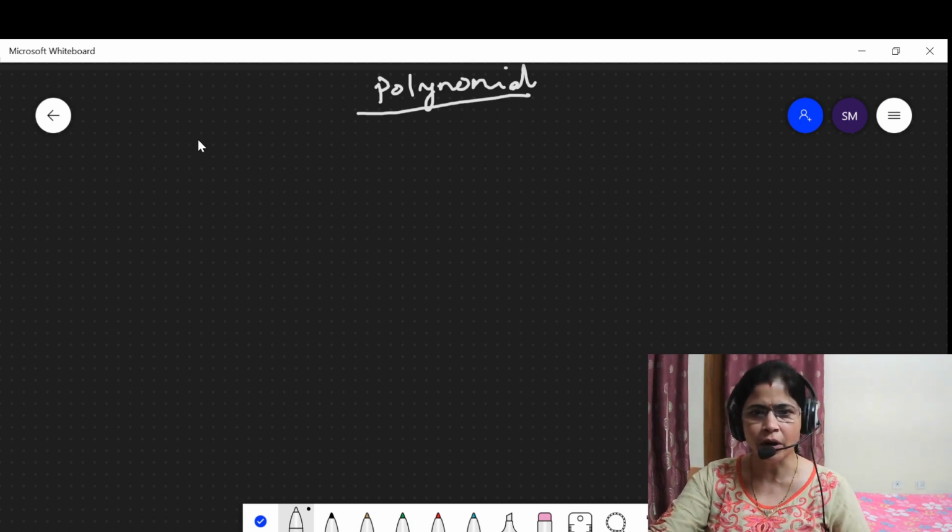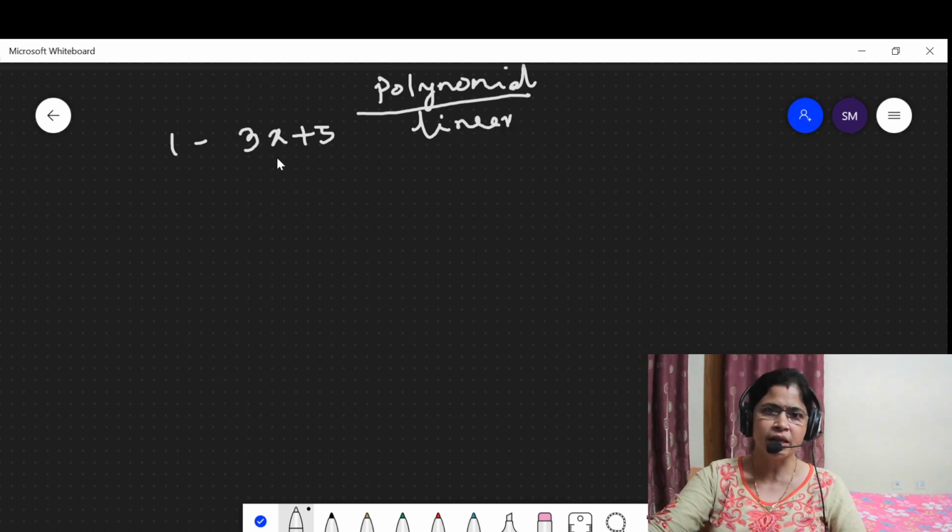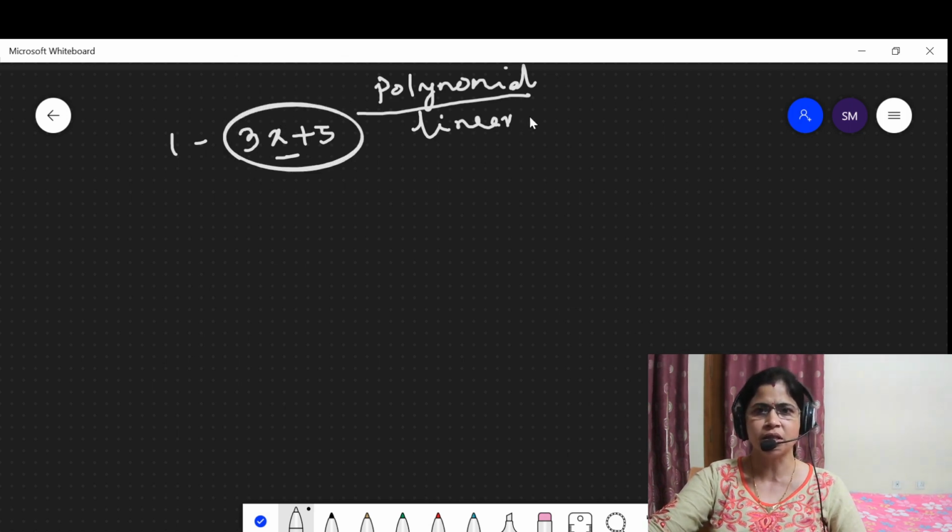If the variable is of degree 1, then we say that this is a linear polynomial. Here x is the variable and the highest degree of this algebraic expression is 1. Then this is called a linear polynomial.